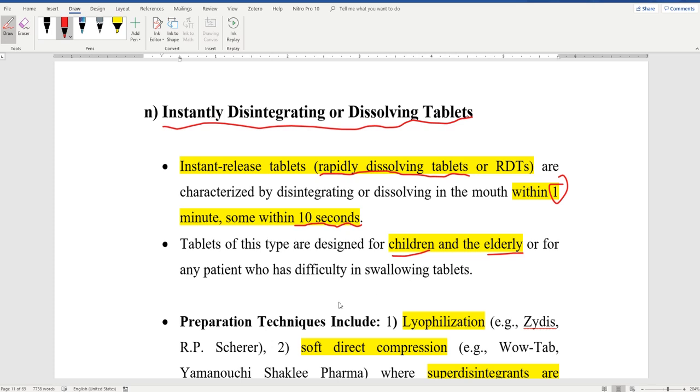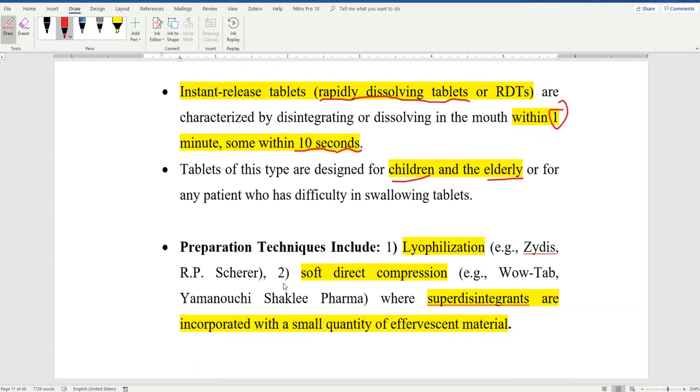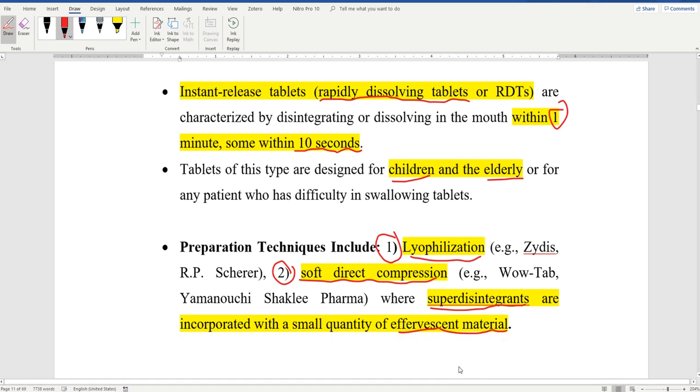Now, how can we produce such tablets that dissolve and disintegrate very quickly? How can we produce them? Well, there are several methods. One of them is through lyophilization, and the other way is through soft direct compression along with adding super disintegrants and a small quantity of effervescent material. Let me explain each one to you.